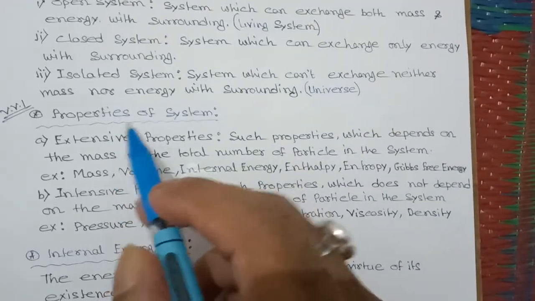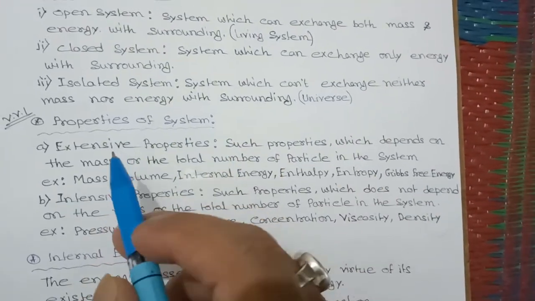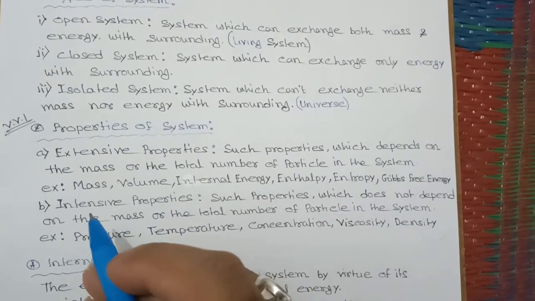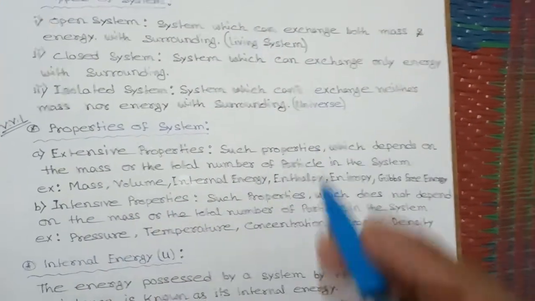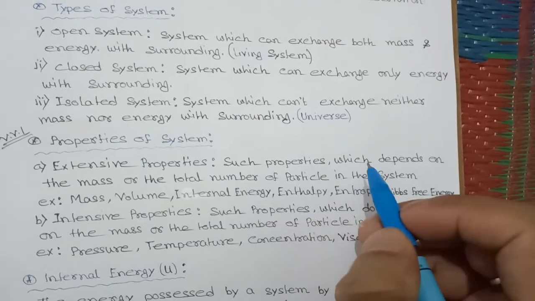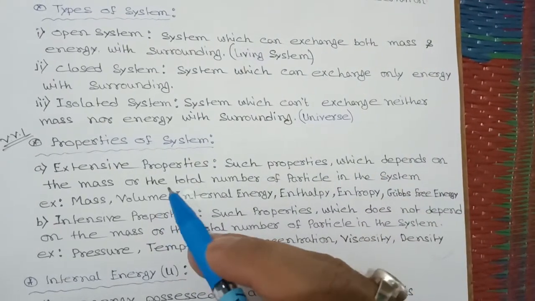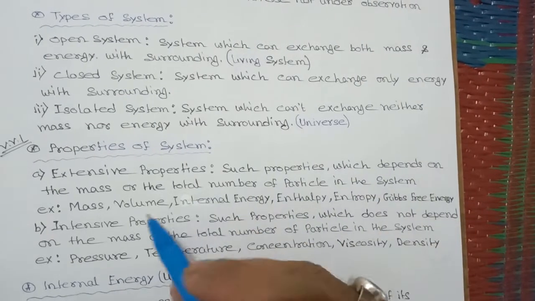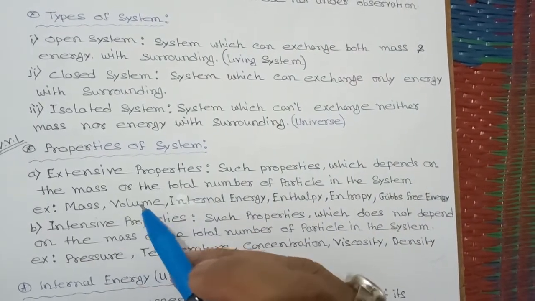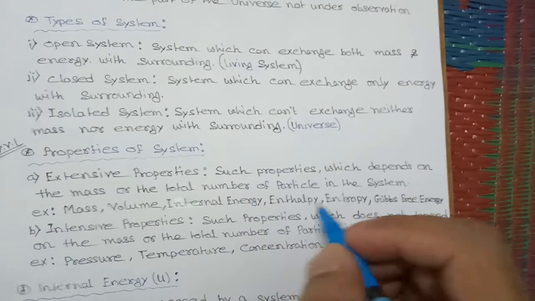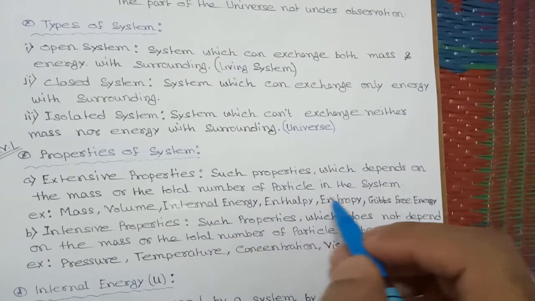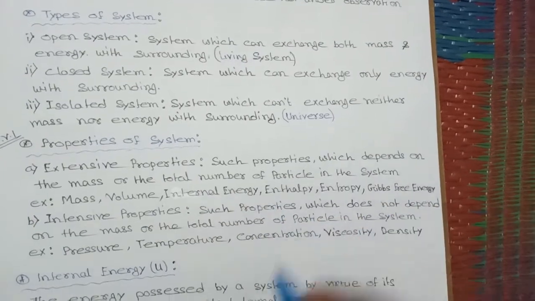Now, properties of system. There are two properties. First one is extensive properties, second one is intensive properties. Extensive properties are such properties which depend on the mass or the total number of particles in the system. Examples are mass, volume, internal energy, enthalpy, entropy, Gibbs free energy. I will discuss all the terms in a later video.